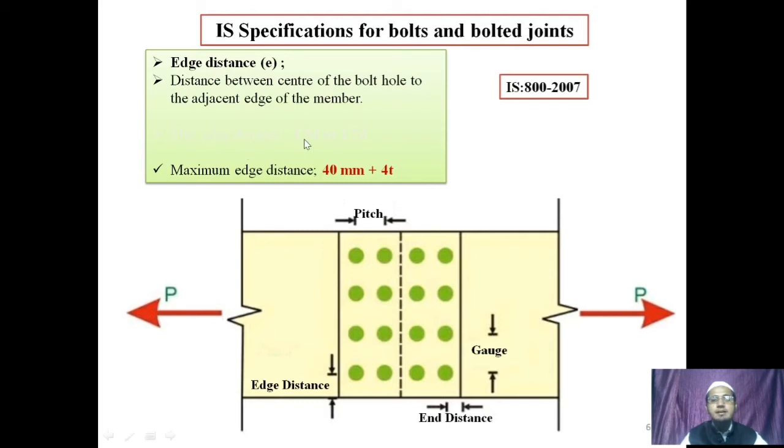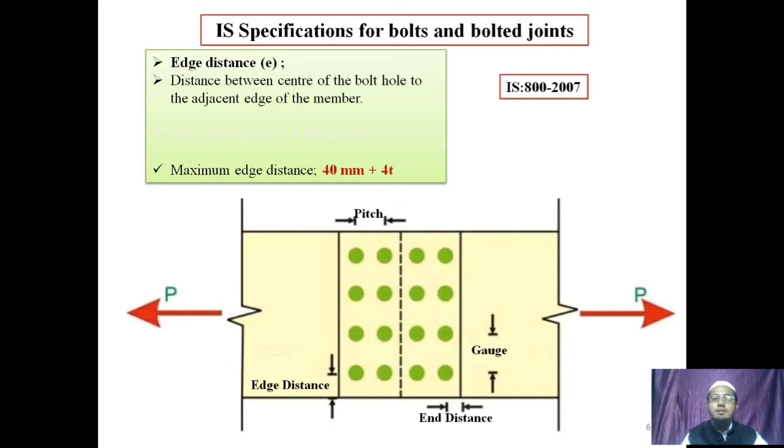What is the requirement for edge distance? As per IS 800, the minimum edge distance should be 1.5 times D or 1.7 times D for machined or hand flame cuts, and maximum edge distance should not exceed 40 mm plus 4 times T.